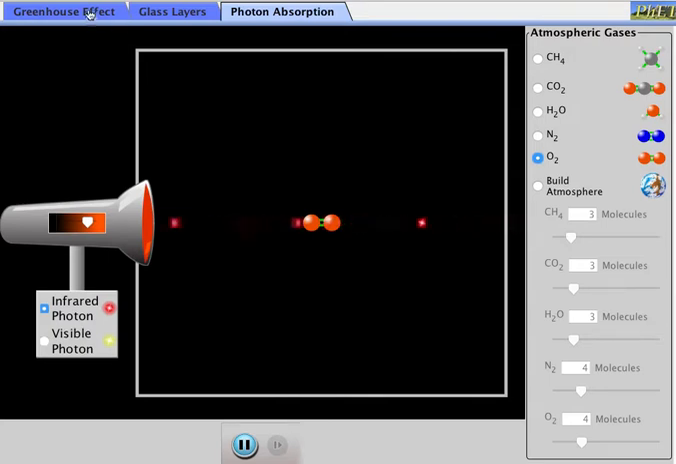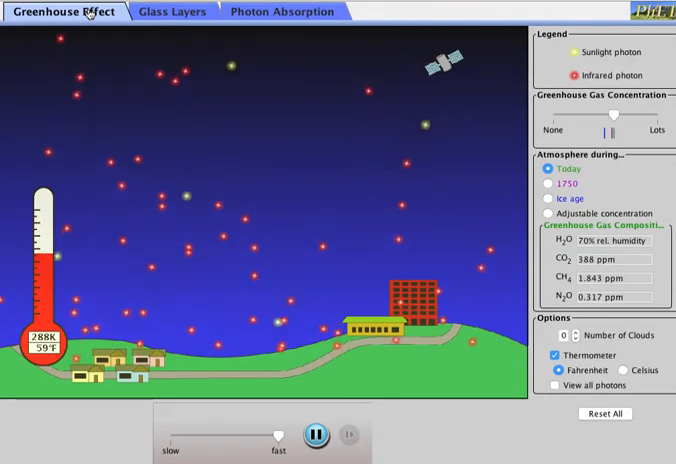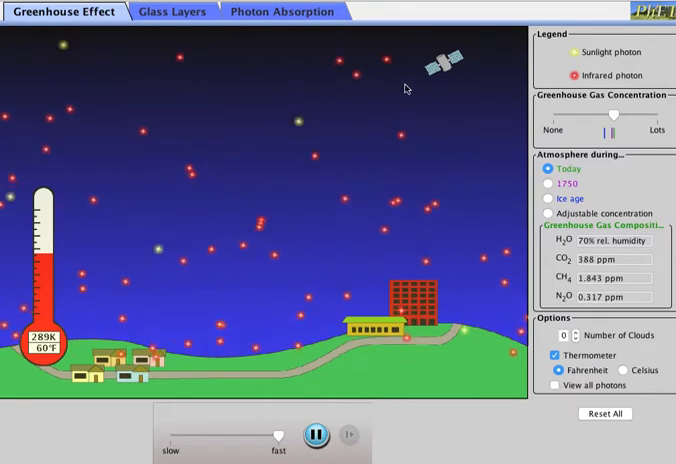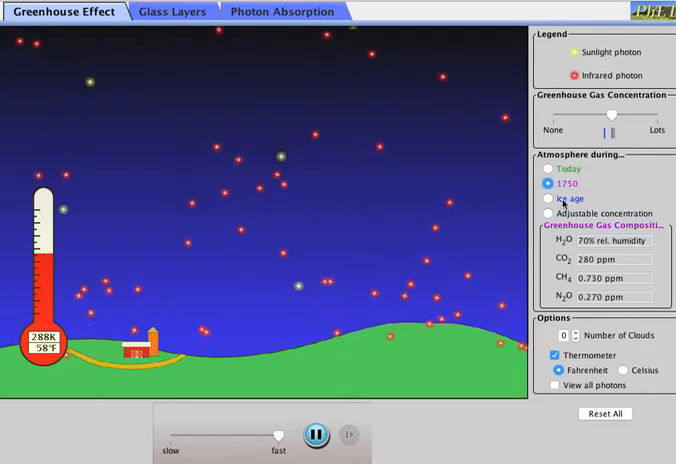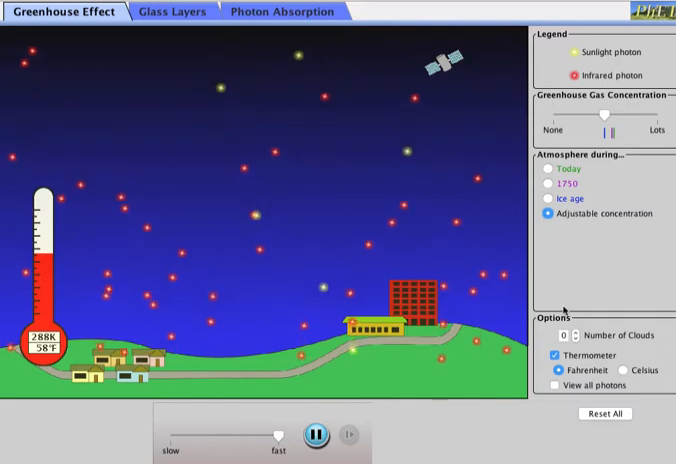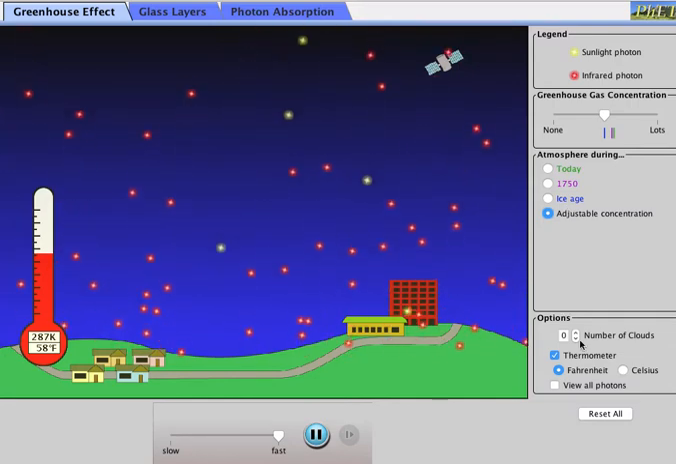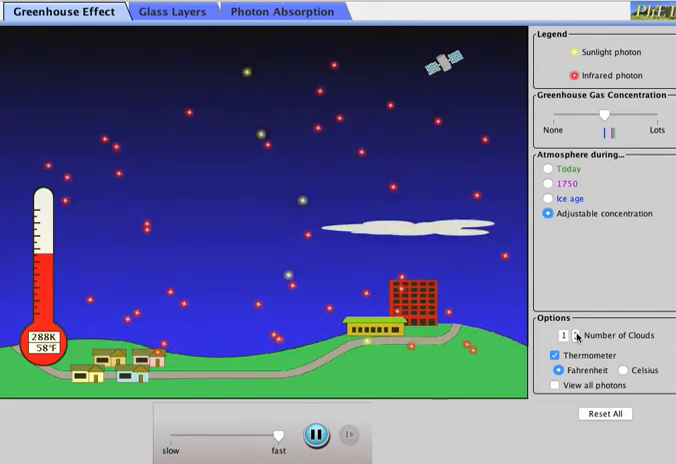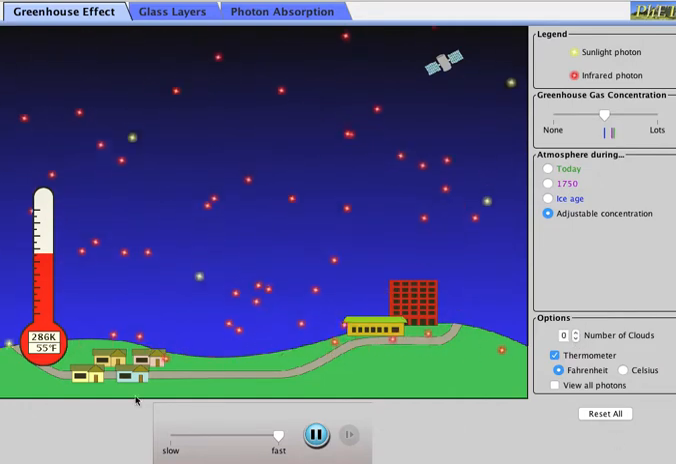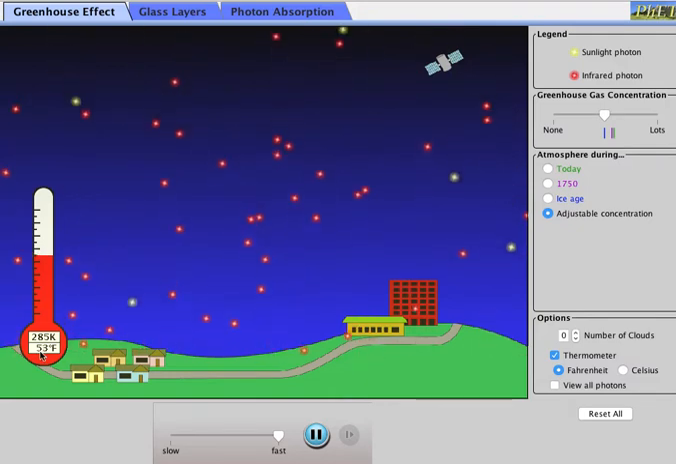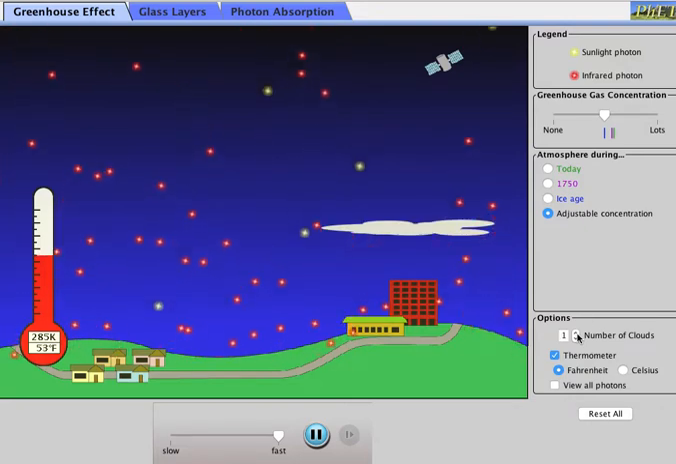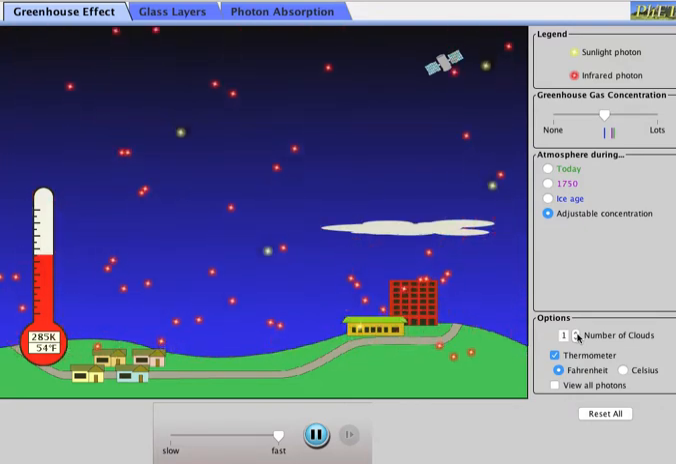And finally, in our last situation here, about greenhouse effect. In this greenhouse effect simulation, I can pick different time periods, and or I can add amounts of clouds to the situation. So right now, let's go back to the beginning here. I have an average temperature, it looks like 54 degrees Fahrenheit. I add one cloud, still at about the same temperature.